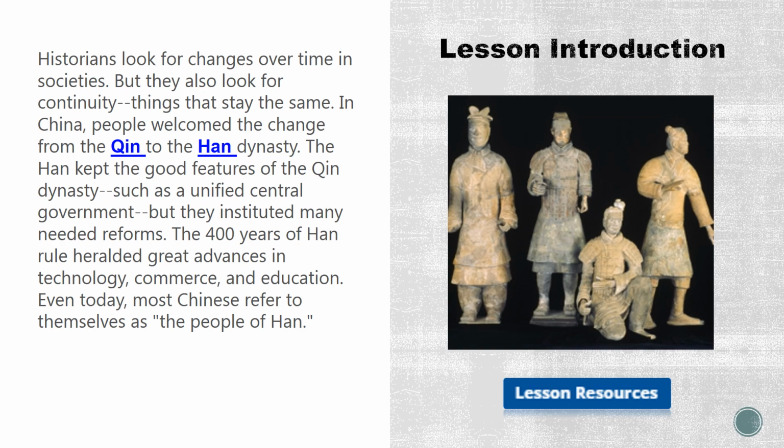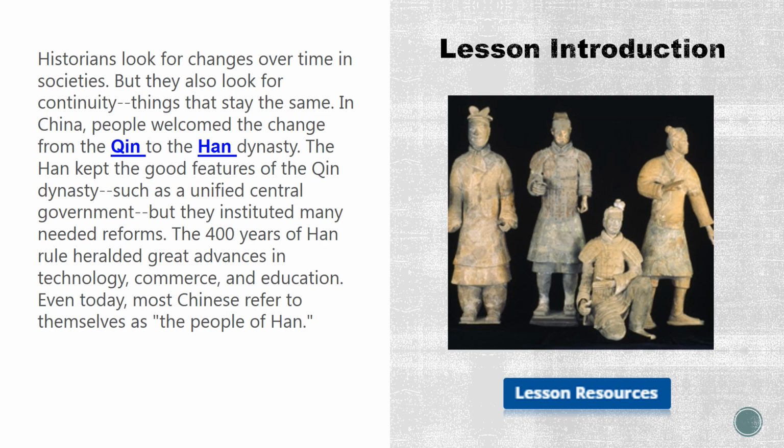Let's take a look at our lesson introduction. Historians look for changes over time in societies, but they also look for continuity, for things to stay the same. In China, people welcomed the change from the Qin to the Han Dynasty. The Han kept the good features of the Qin Dynasty, such as a unified central government, but they instituted many needed reforms. The 400 years of Han rule herald great advances in technology, commerce, and education. Even today, Chinese refer to themselves as the people of the Han.